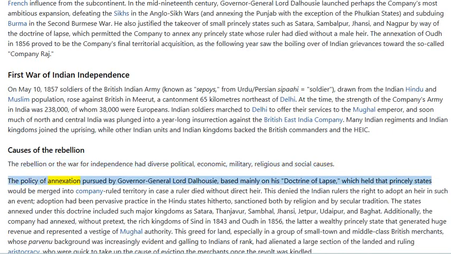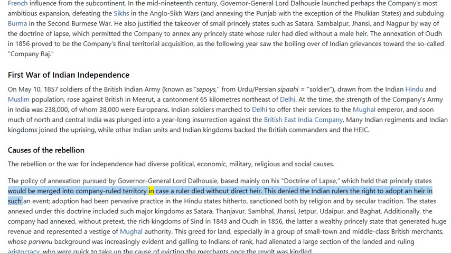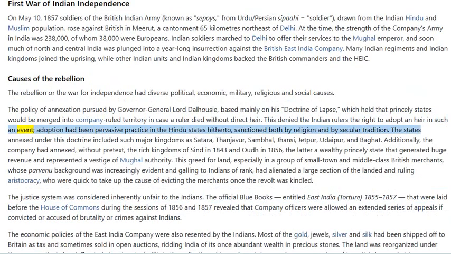The policy of annexation pursued by Governor-General Lord Dalhousie, based mainly on his doctrine of lapse, held that princely states would be merged into company-ruled territory in case a ruler died without a direct heir. This denied the Indian rulers the right to adopt an heir in such an event. Adoption had been a pervasive practice in the Hindu states hitherto, sanctioned both by religion and by secular tradition. The states annexed under this doctrine included such major kingdoms as Satara, Tanjavur, Sambalpur, Jhansi, Jaitpur, Udaipur, and Baghat.